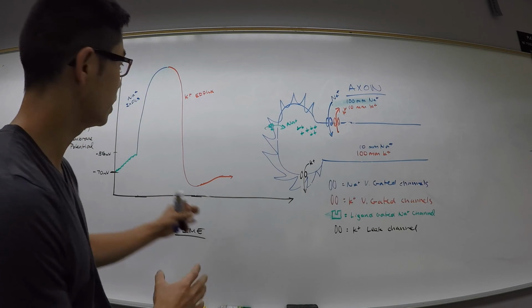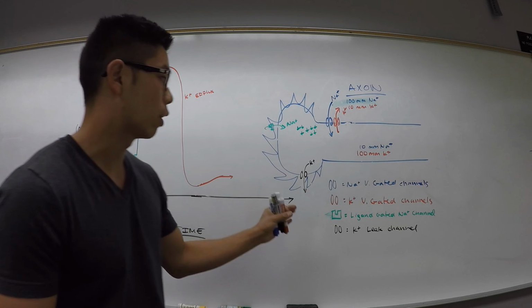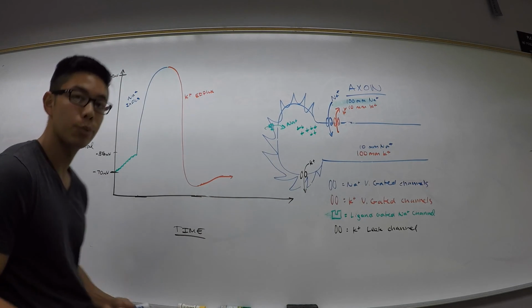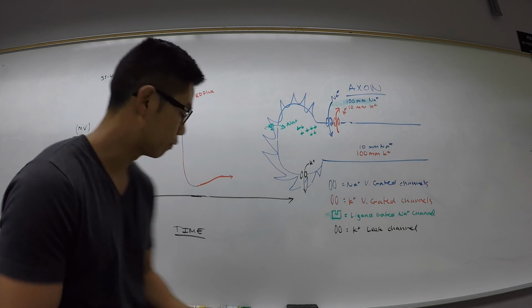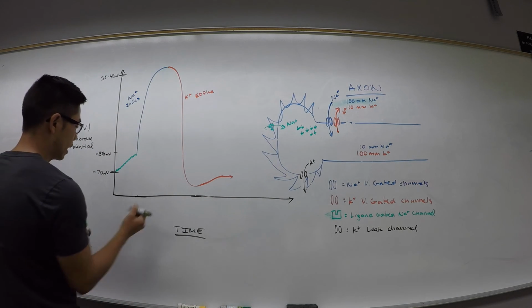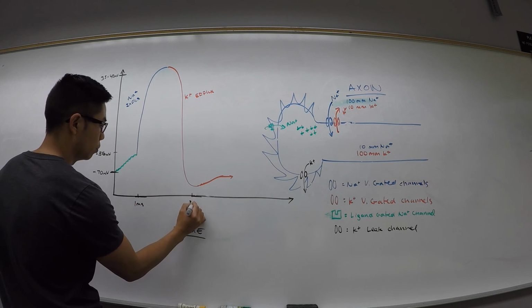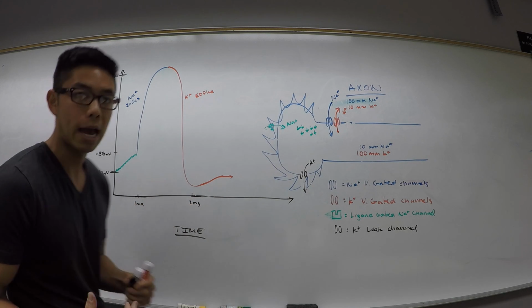There's going to be many of these occurring within our neuron. In terms of time here, these action potentials occur very quickly. For this one, we're looking at about maybe 1 millisecond, so 1 millisecond here to 2 milliseconds here. So very quick action potential.